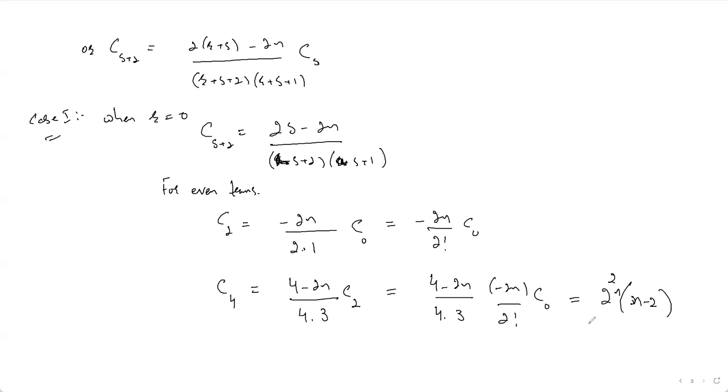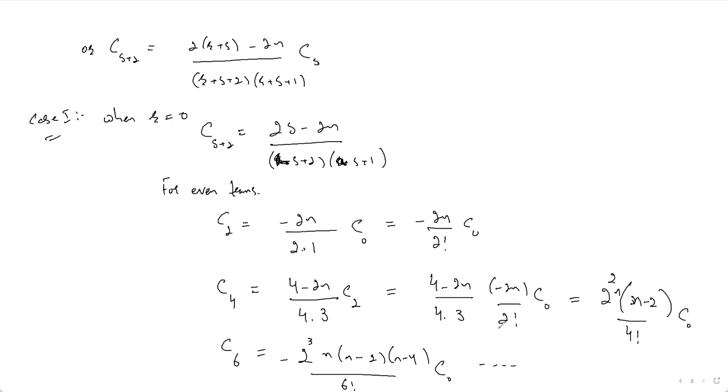Okay, this 4 into 3 into 2 factorial, that is 4 factorial c0. Similarly, you can find c6. So what is c6? C6 will be 2 raised to power 3, but another term will be minus, because I'm obtaining it in terms of c1. This minus will make it plus. Now it will be 2 raised to power 3 n into n minus 2 into n minus 4 divided by 4 factorial, so this is 6 factorial, then c0. Okay, and so on and so forth.